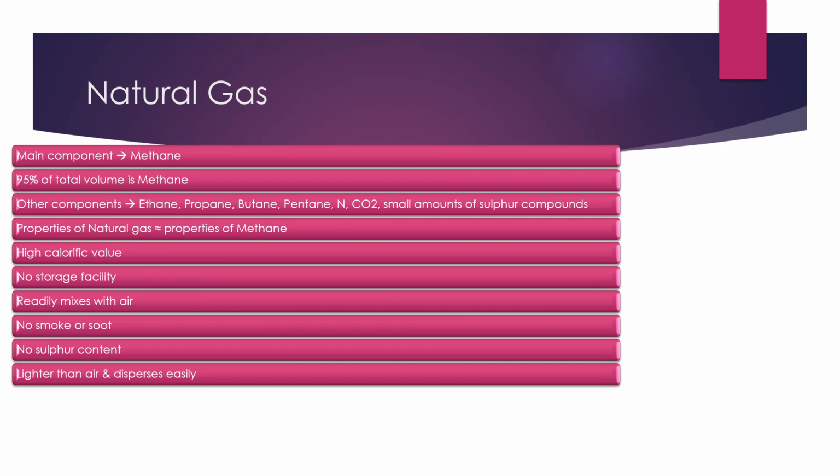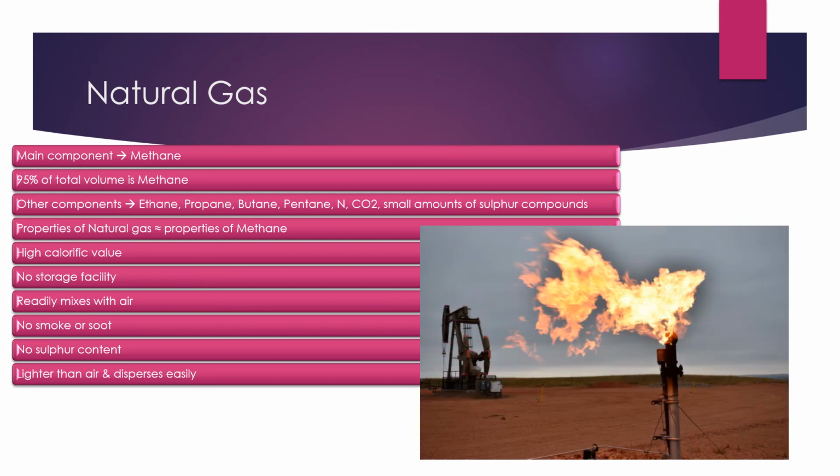Now, coming to another gas called natural gas. The main components of natural gas is methane, which is 95% of total volume. Other components are ethane, propane, butane, pentane, nitrogen, carbon dioxide, and small amounts of other gases. Very little amount of sulfur compounds are also present. As methane is 95% of total volume, the properties of natural gas are identical to that of methane.